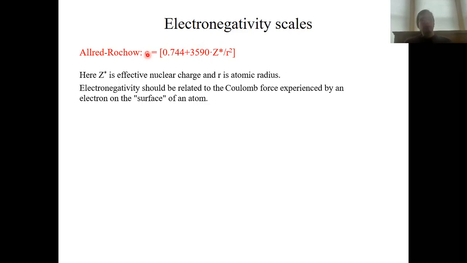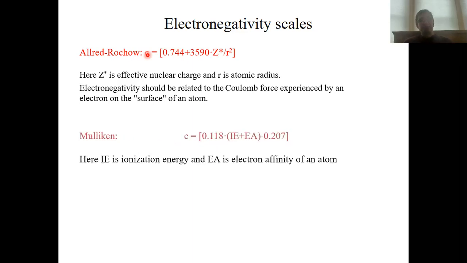So the second electronegativity scale is the Mulliken scale. Now the Mulliken scale relates the electronegativity to the ionization energy and the electron affinity. It says that the electronegativity is proportional to the ionization energy plus the electron affinity.